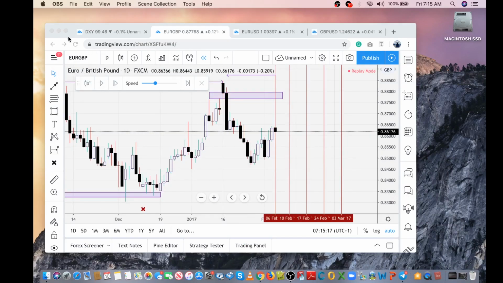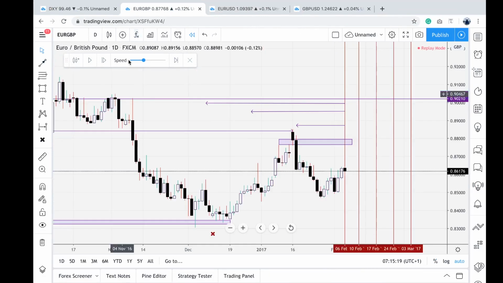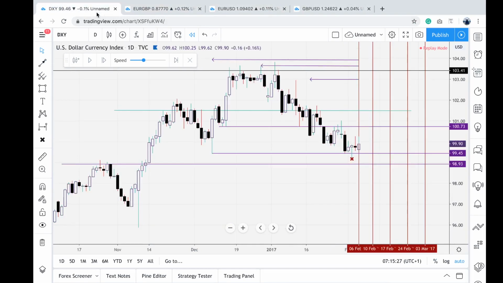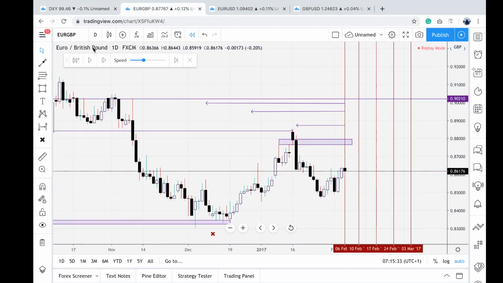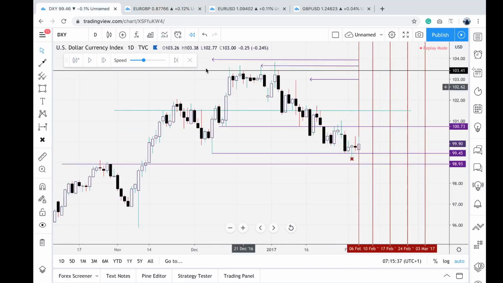And so, as usual, we're going through our four different pairs, which is DXY, your Euro Pound, your Euro Dollar, and Pound US Dollar. So what I've actually done is I've marked up this DXY, also Euro Pound before starting this recording. I'm going to show you what I simply did to analyze the market this way, so that we can get a concept of what we're looking for going into February.